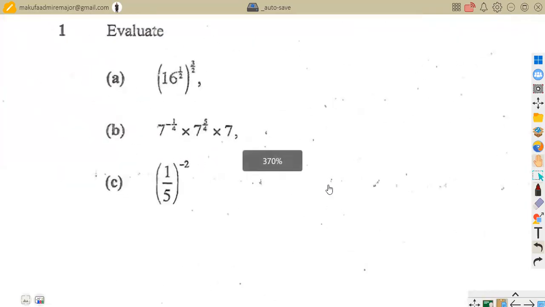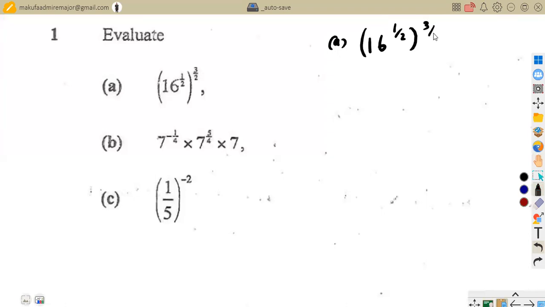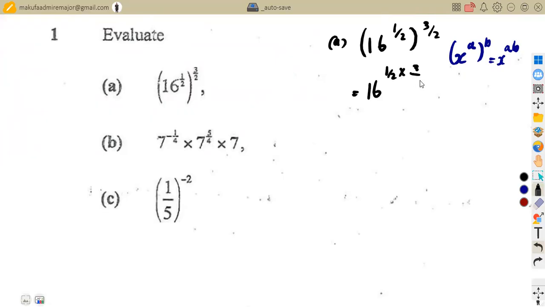The first part was to evaluate the following numbers. We are given 16 to the exponent of 1/2, everything being raised to the exponent of 3/2. So how are we going to simplify this? Remember, from your laws of exponents, if you are given x to the exponent of a, to the exponent of b, this is going to give us x to the exponent of ab. You multiply the exponents together. So in this case, we're supposed to multiply a half and 3/2. So that was going to be a half multiplied by 3/2.